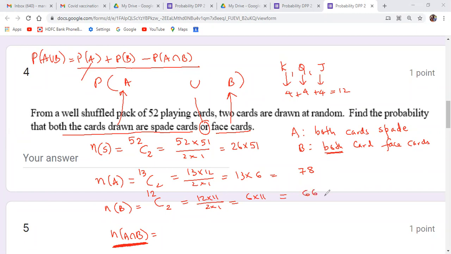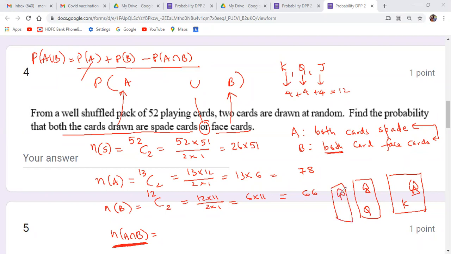12C2 is 66. Now you have to ask the question, how many cards are satisfying both the conditions? How many have spade and face card on it? Three cards are satisfying both the conditions. One card will be the spade with king, one card will be the spade with queen, one card will be the spade with jack. These are the cards which satisfy both the conditions. So there are 3C2.